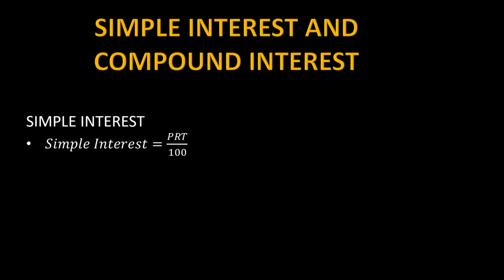Next topic is simple interest and compound interest. To find the simple interest, the formula is simple interest equal to PRT by 100, where P is the principal amount, or the sum, R is the rate and T is the time.